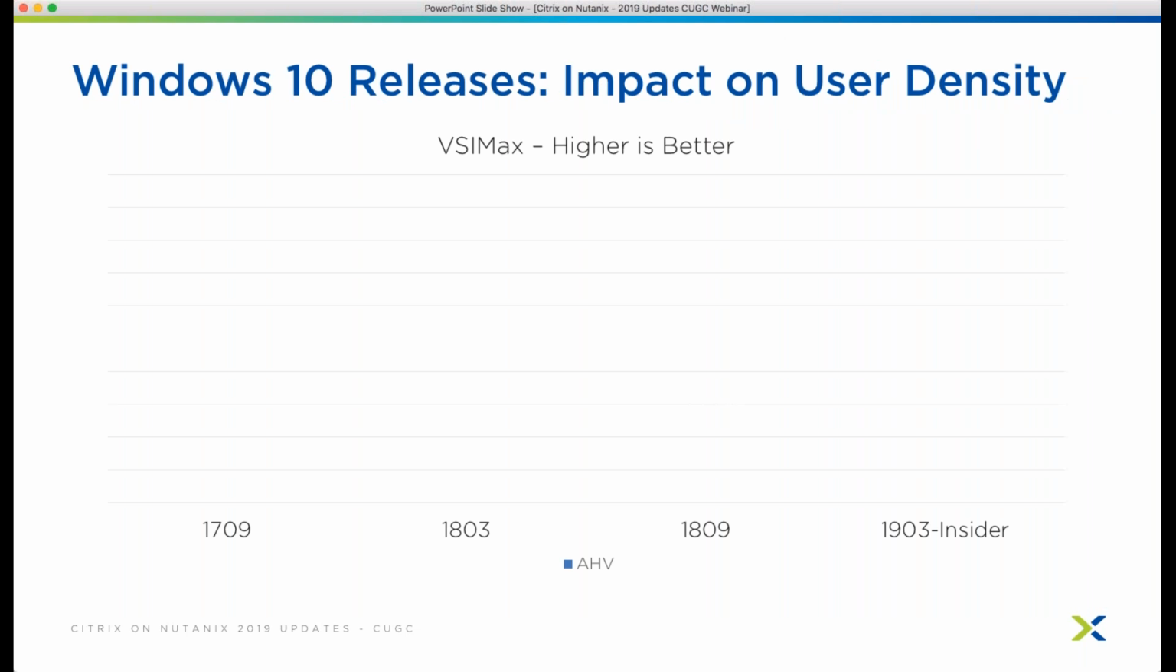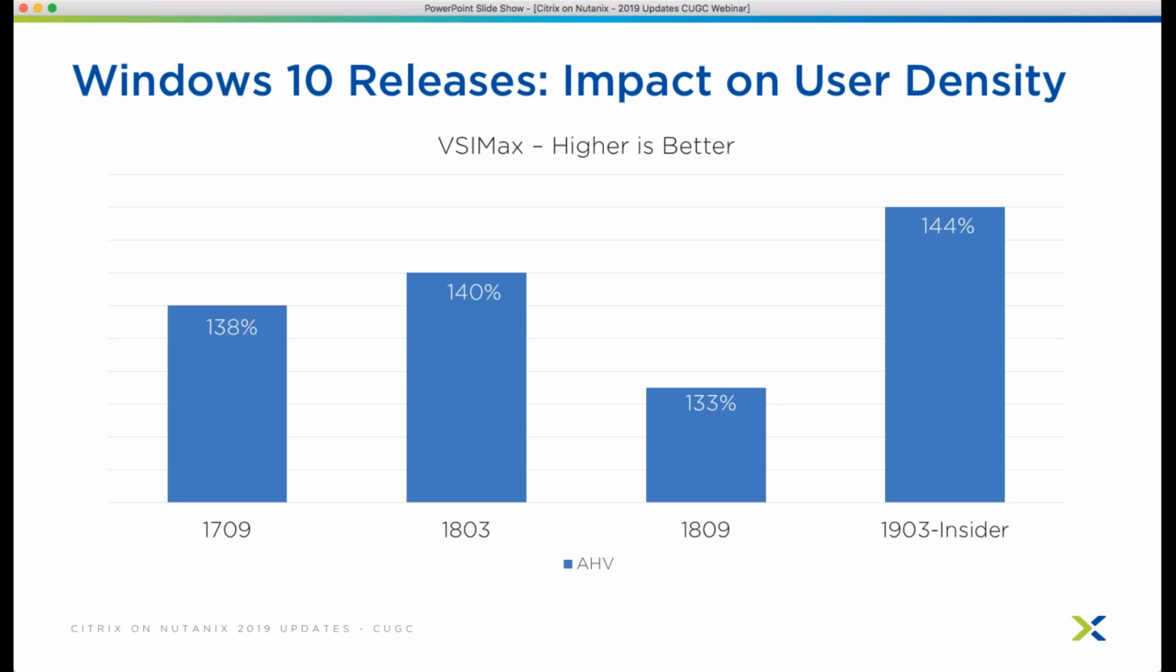One thing we're going to show here is impact on user density. In our testing, going from 1709 to 1803 to 1809 to 1903, this is what we saw in our VSI max. Notice here that 1709, we're at there. We got a little bit higher performance in 1803. It dropped pretty big at 1809, but then we're seeing better numbers versus all three in 1903.